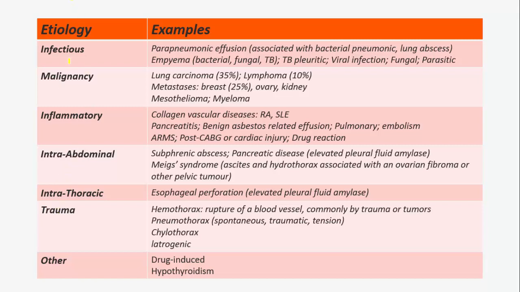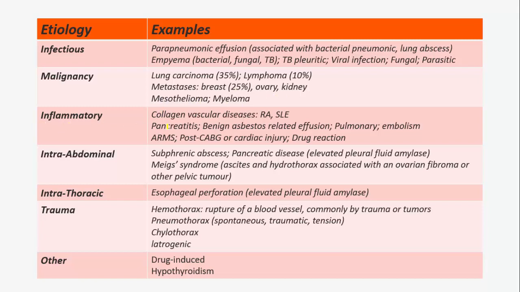What is behind infectious? There are parapneumonic effusions associated with bacterial pneumonia and lung abscesses, empyema, bacterial, fungal, tuberculosis, pleuritis, viral infection, fungal, parasitic. Malignancy: the examples are lung carcinoma 35%, lymphoma 10%, metastasis from breast 25%, ovary, kidney, then mesothelioma and myeloma.